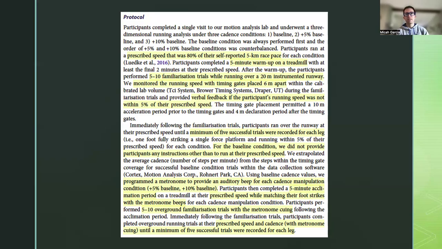Baseline condition didn't have any instructions. For the +5 and +10% conditions, they were trying to match their footsteps to a metronome. Again, they got a 5-minute acclimation period for each of those interventions and maintained the same running speed as before, and recorded 5 successful trials again. Okay, so those are some of the key points in it that kind of shows what was performed.